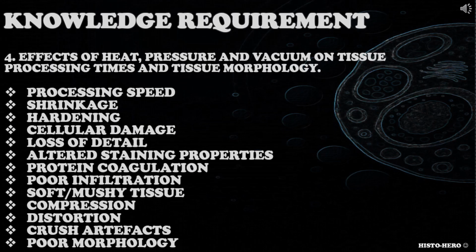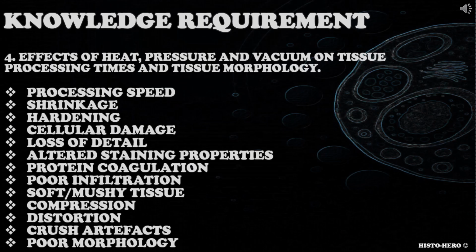You could ask the candidate what the effects of heat, pressure and vacuum on tissue processing and morphology are, to name advantages and disadvantages for each. How would they optimize tissue processing in relation to heat, pressure, and vacuum, or what heat, pressure and vacuum could do to the tissue if applied incorrectly?